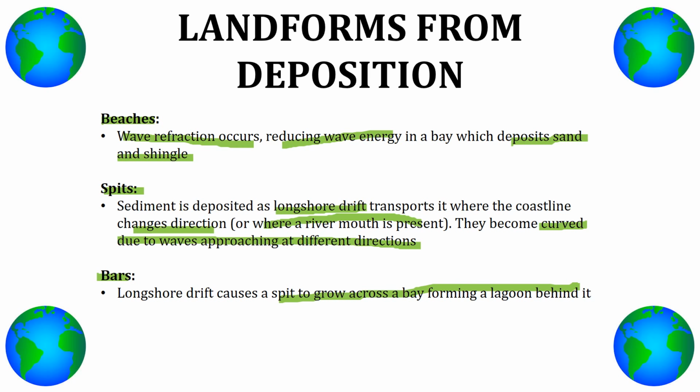So if I just draw that, if we've got a bay here, and then we've got a spit growing across it, eventually it will grow to the other side, and a lagoon forms in it. Forms over here. It's pretty hard to draw on PowerPoint, but you can kind of guess what. No, you can't, but that's basically what happens.